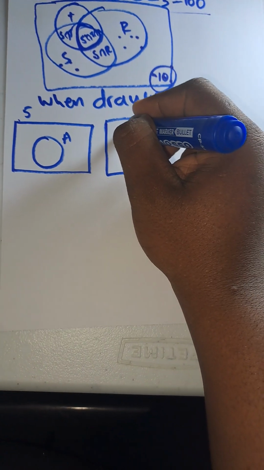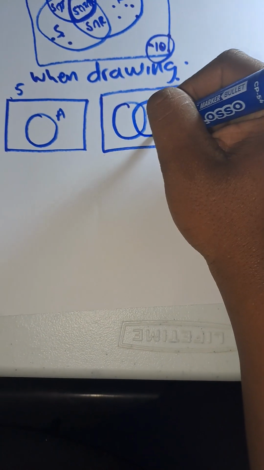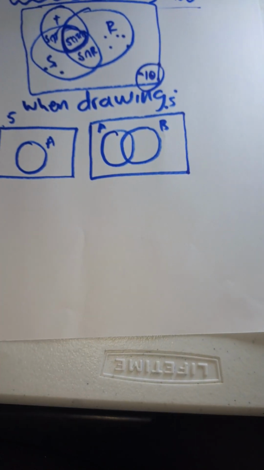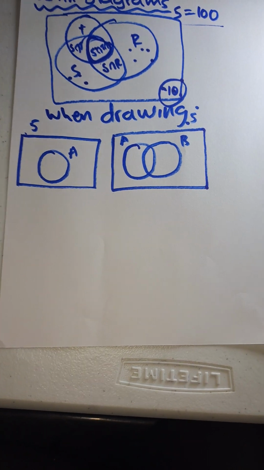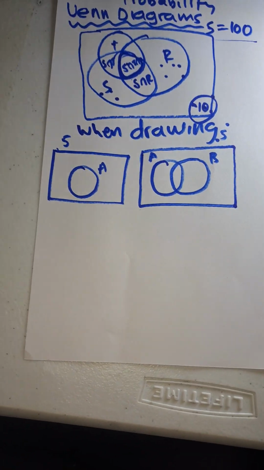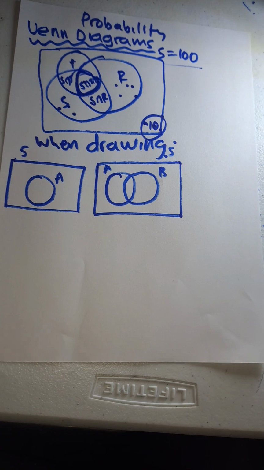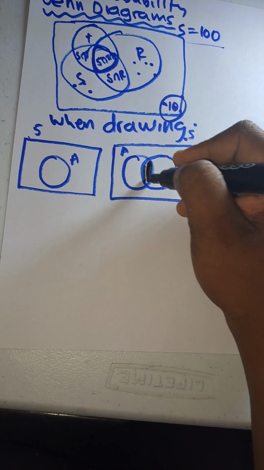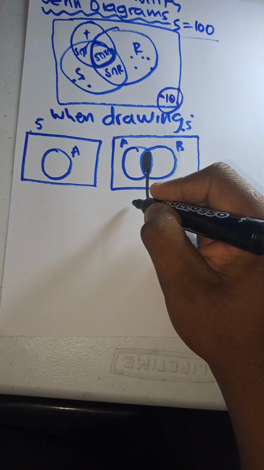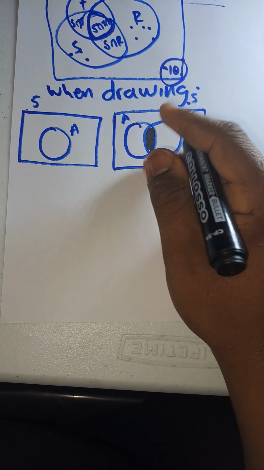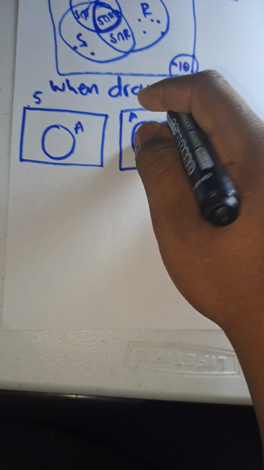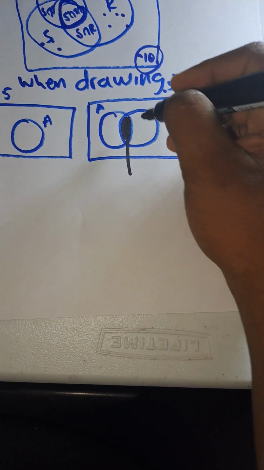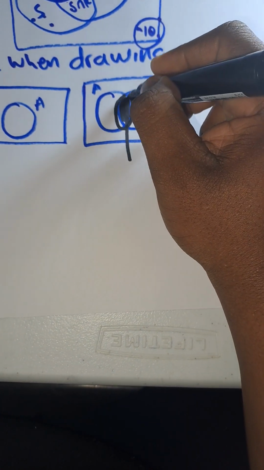So I'll be having two events. I'll have A there and I'll have B. This will be my sample space. Now check. As you can see, the two events are intersecting. This part here where they are meeting is the point of intersection. It is the intersection of A and B. So this Venn diagram shows events A and B which have a common value. So they are sharing a common value here.